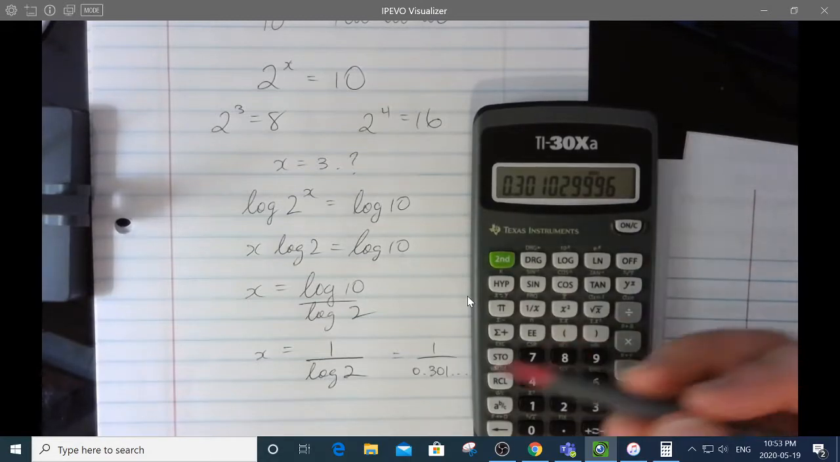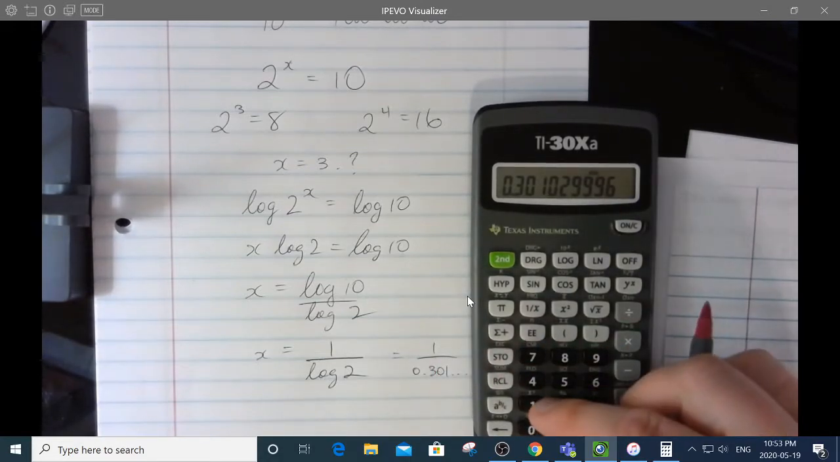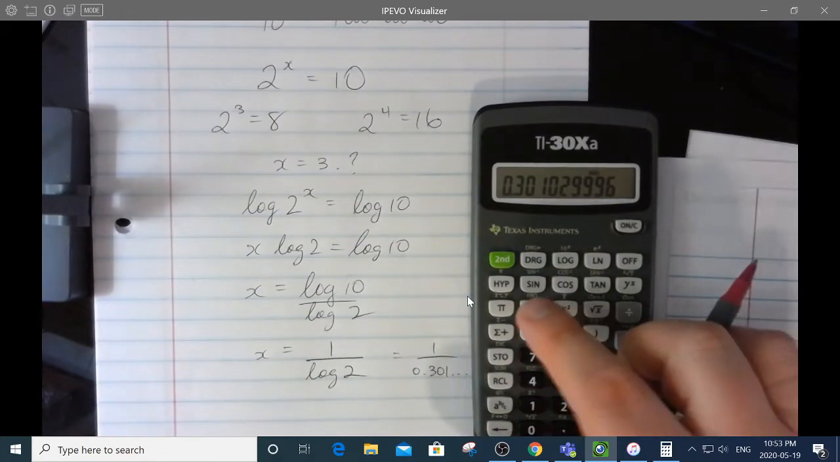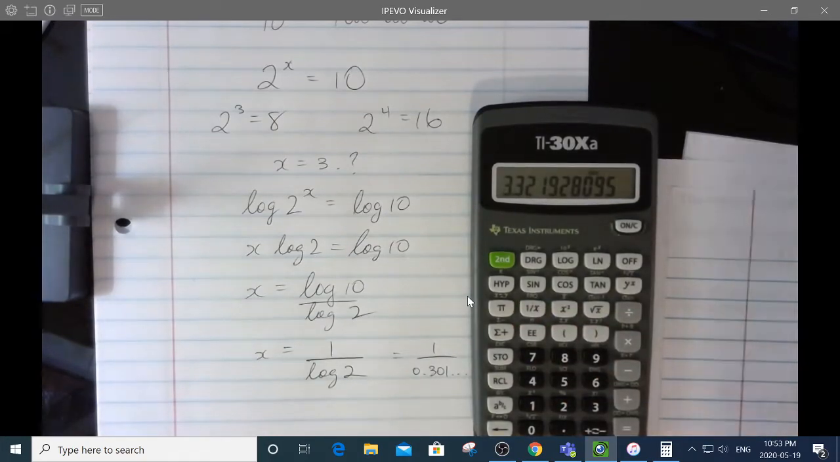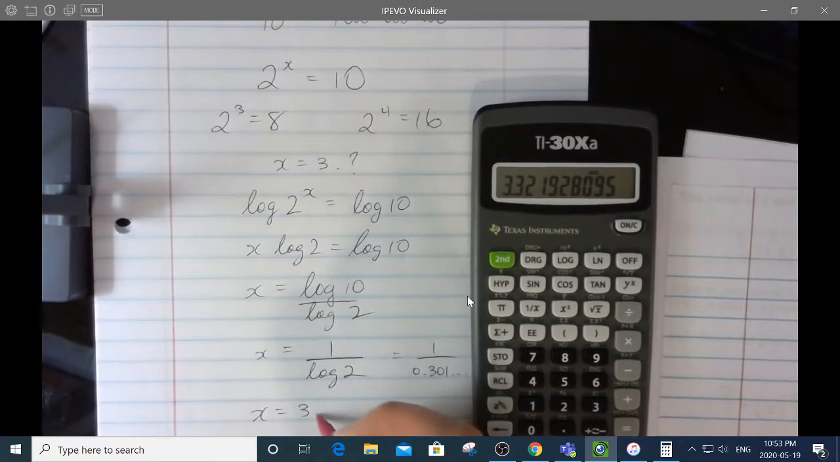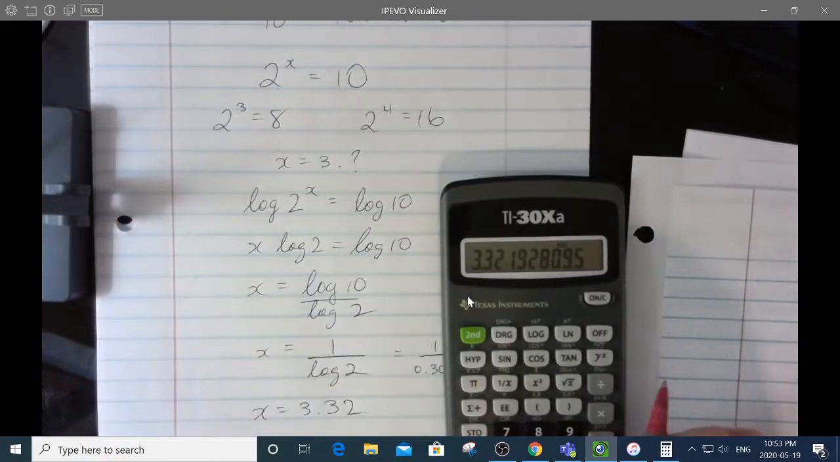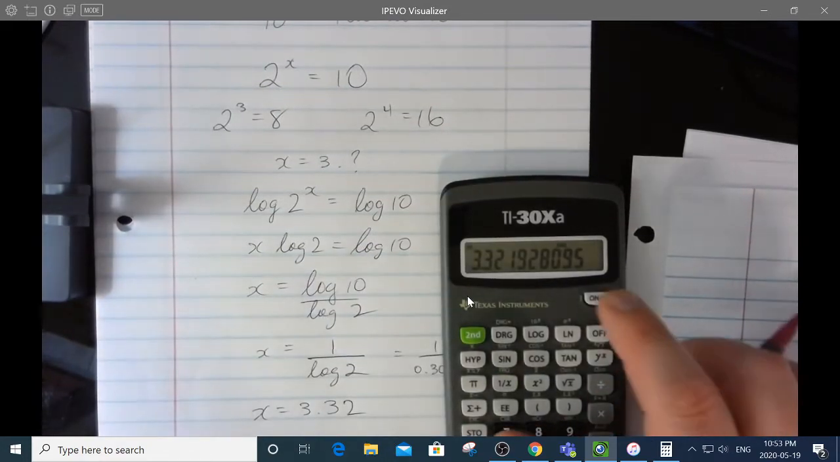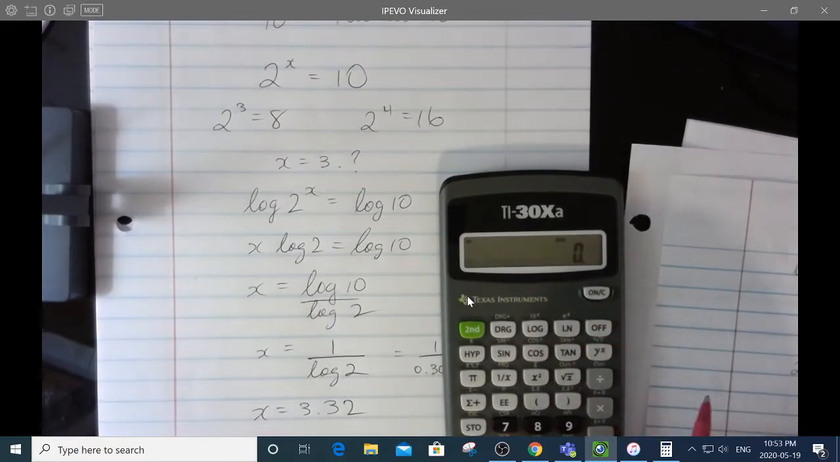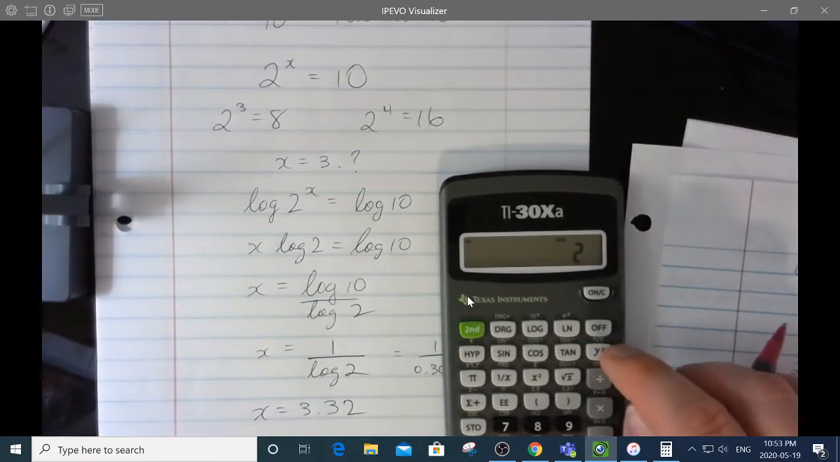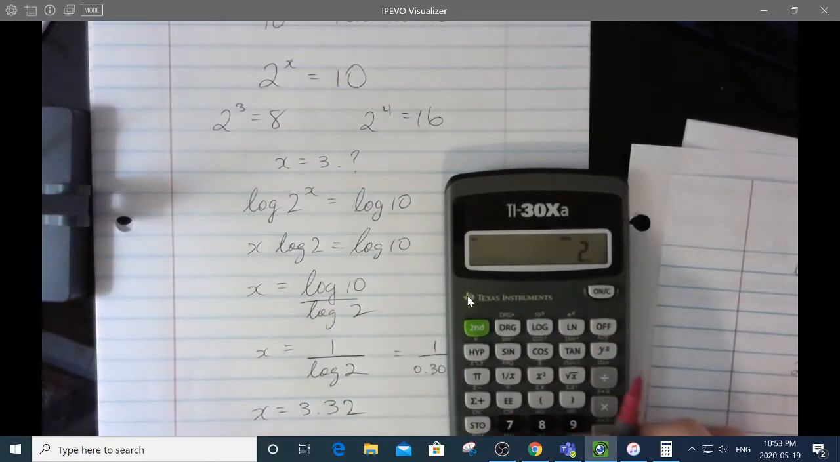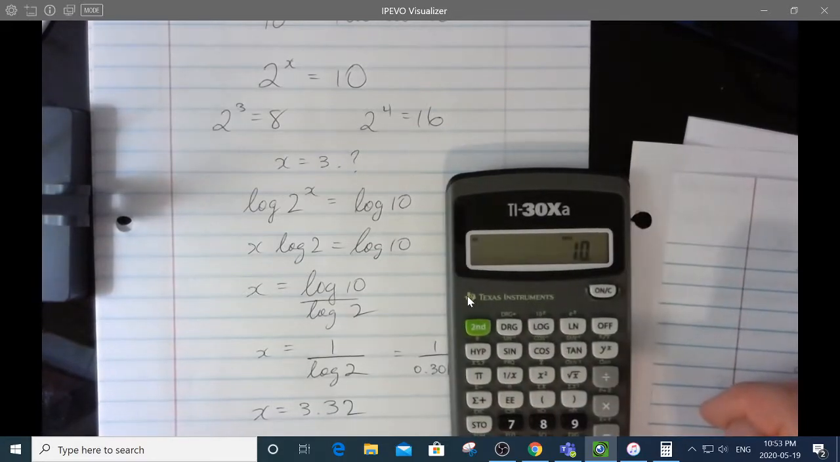So from a logarithm table, you look up that number and then just do the divide. I can just take the reciprocal of that number, and there you go. The right answer here is 3.32, and I can prove that that's true by storing that number in memory 1, and then doing 2 to the power of memory 1, and that should give me 10.